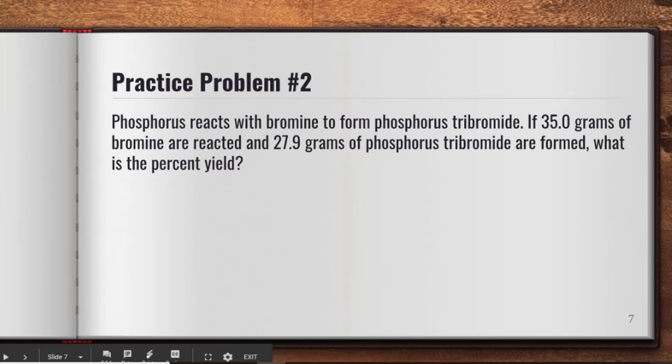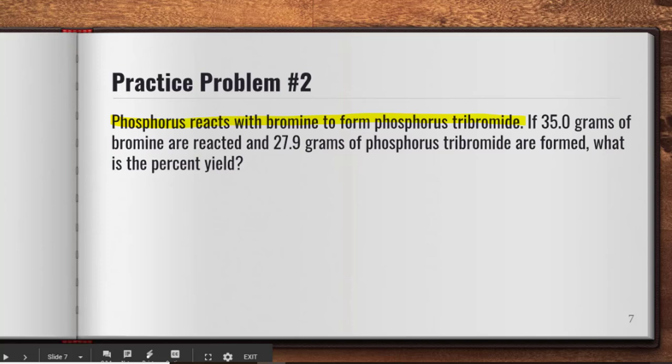Phosphorus reacts with bromine to produce phosphorus tribromide. If 35.0 grams of bromine are reacted and 27.9 grams of phosphorus tribromide are formed, what is the percent yield? So the first thing we need to do here, notice we are not given an equation, so we're going to have to write that out. Phosphorus reacts with bromine to produce phosphorus tribromide. So let's go ahead and write that equation first.